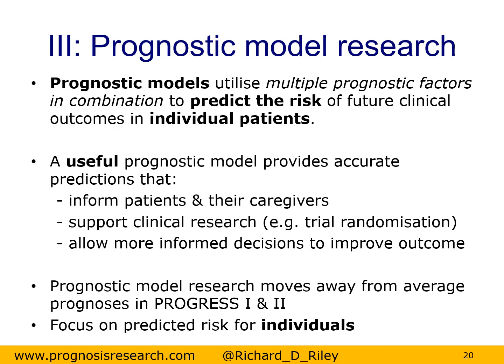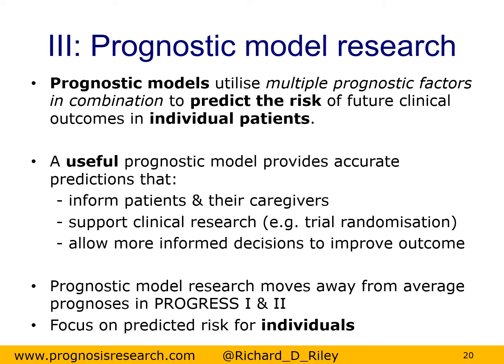Prognostic models utilize multiple prognostic factors in combination, and the aim is to predict the risk of future outcomes of interest at the individual level. We also know these prognostic models by names such as multivariable prediction models, and often there's a statistical equation behind the scenes, such as logistic regression or Cox regression. Increasingly, machine learning methods are being used to develop these models. The aim is to provide individualized risk predictions that inform patients and their caregivers. So understanding risks at the individual level is crucial for shared decision making and to plan for the future.